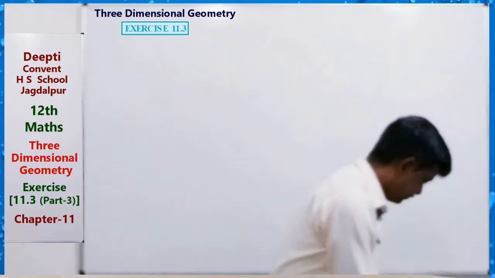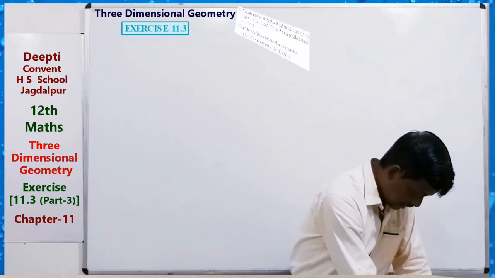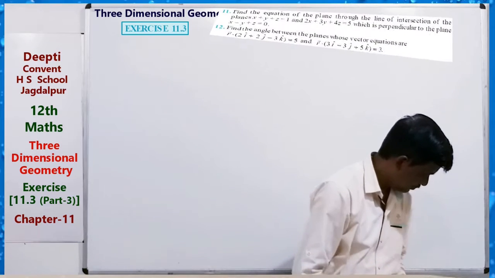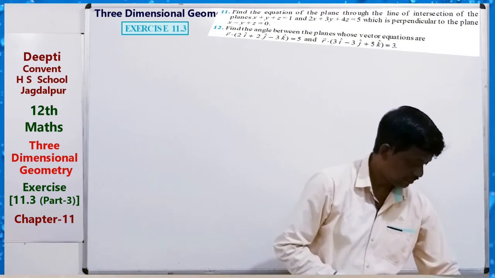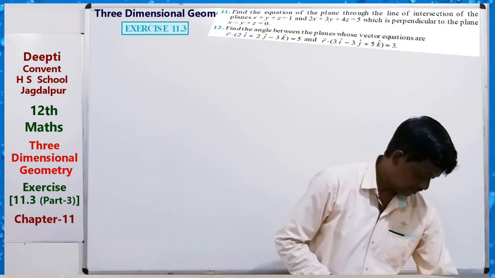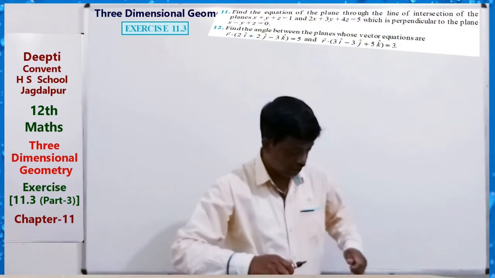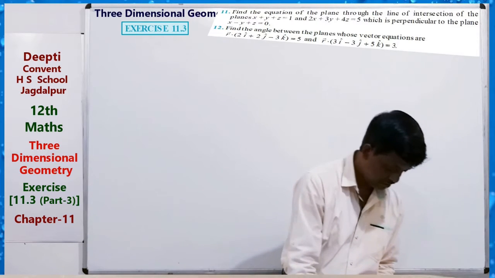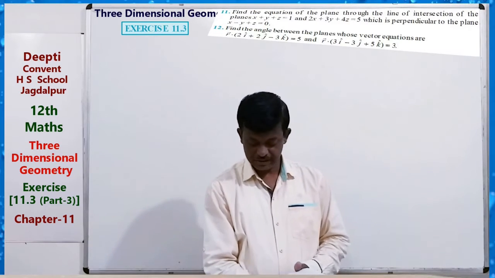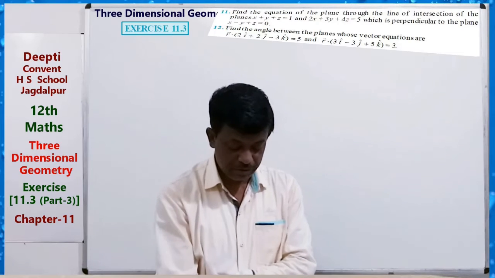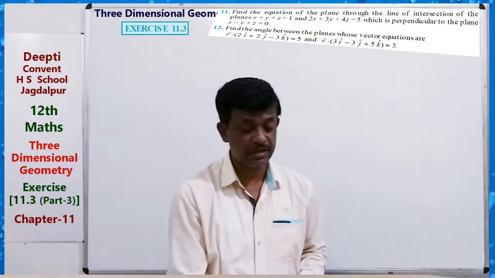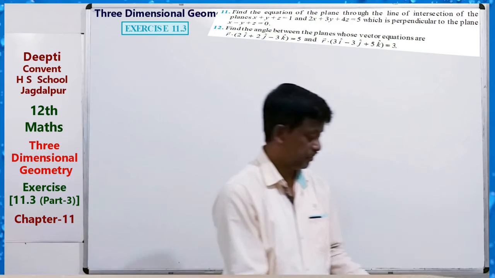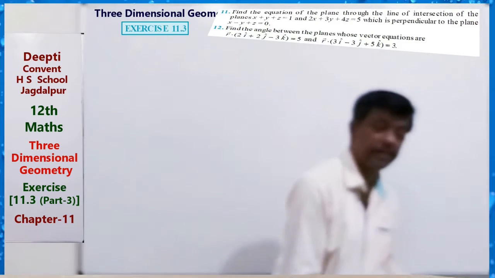Now question 11. Find the equation of the plane through the line of intersection of the planes, and which is perpendicular to the plane x minus y plus z equals 0. So here the condition is different.